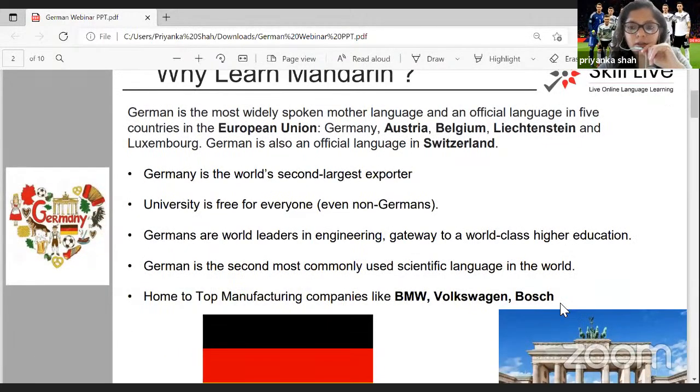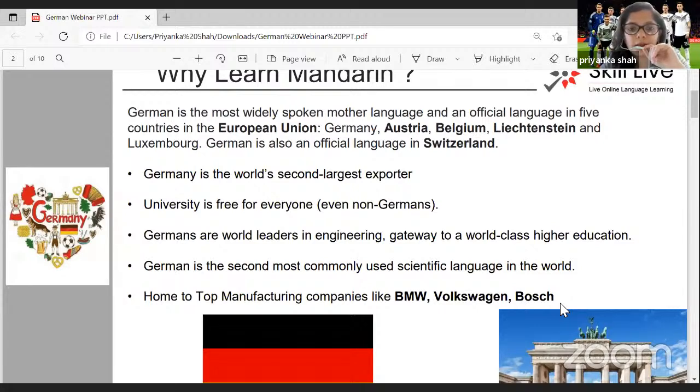Why should we learn the German language? German is the most widely spoken mother language and an official language in the European Union, the EU. It is the mother tongue in Germany, Austria, Belgium, Liechtenstein, Luxembourg, and it is also the official language in Switzerland. So next time when you're planning your trip to Austria or Switzerland or Belgium, you will know how to at least greet someone and tell your name and also some introduction about yourself. Okay. Some of the facts about Germany.